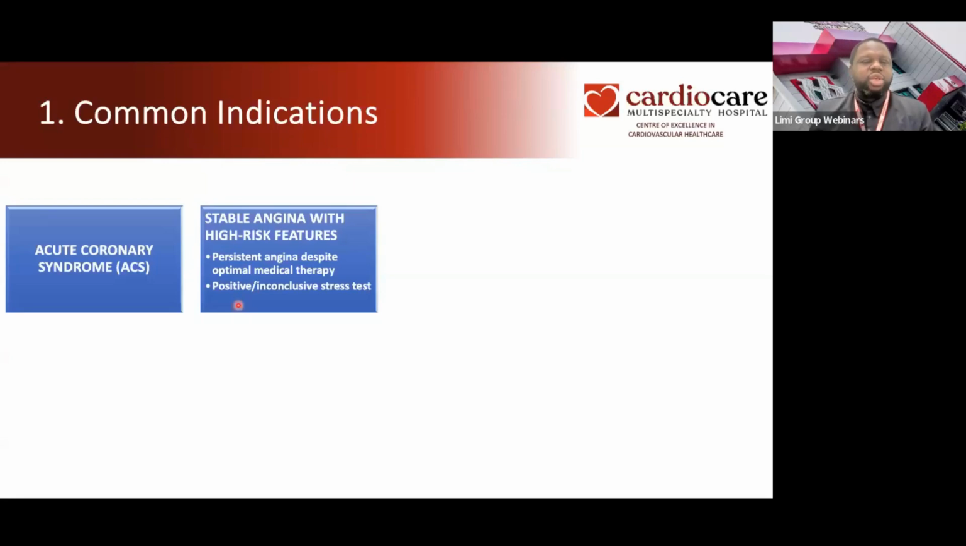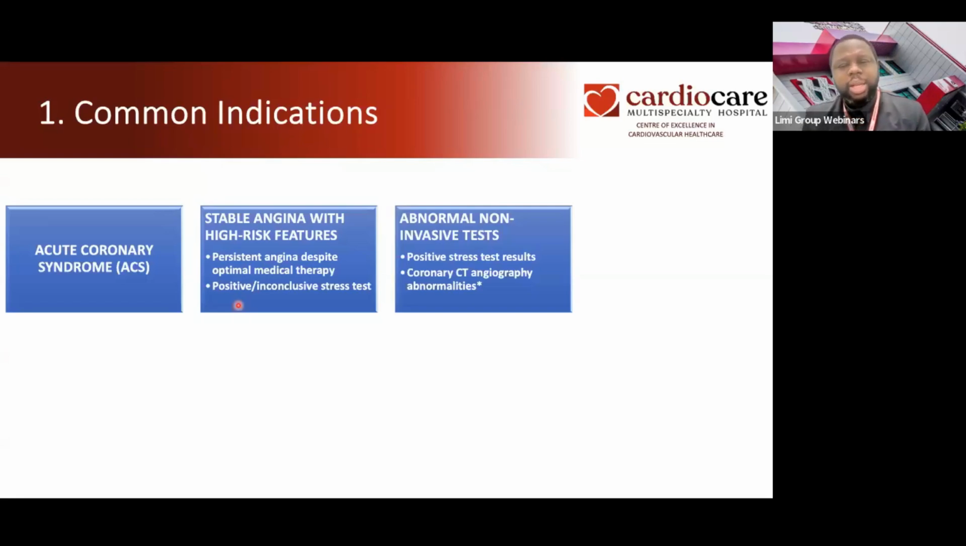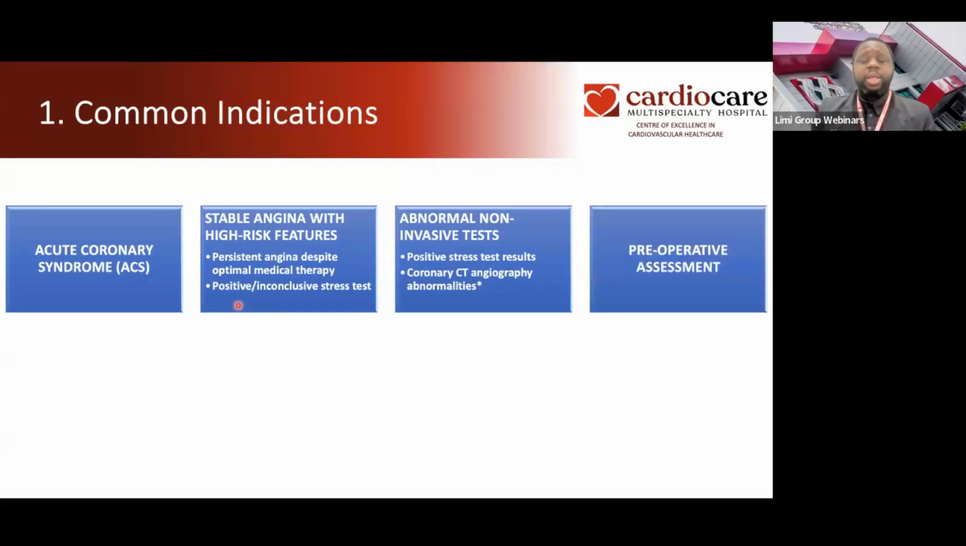Now, there are certain high risk features, especially people that have persistent angina despite optimal medical therapy and some other things, those with a positive stress test, then those with an abnormal non-invasive test. And if somebody, especially with an inconclusive stress test where the chest pain did not look normal, we went and did a coronary CT angio, and it was abnormal, those people also will have to go on for this coronary angio.